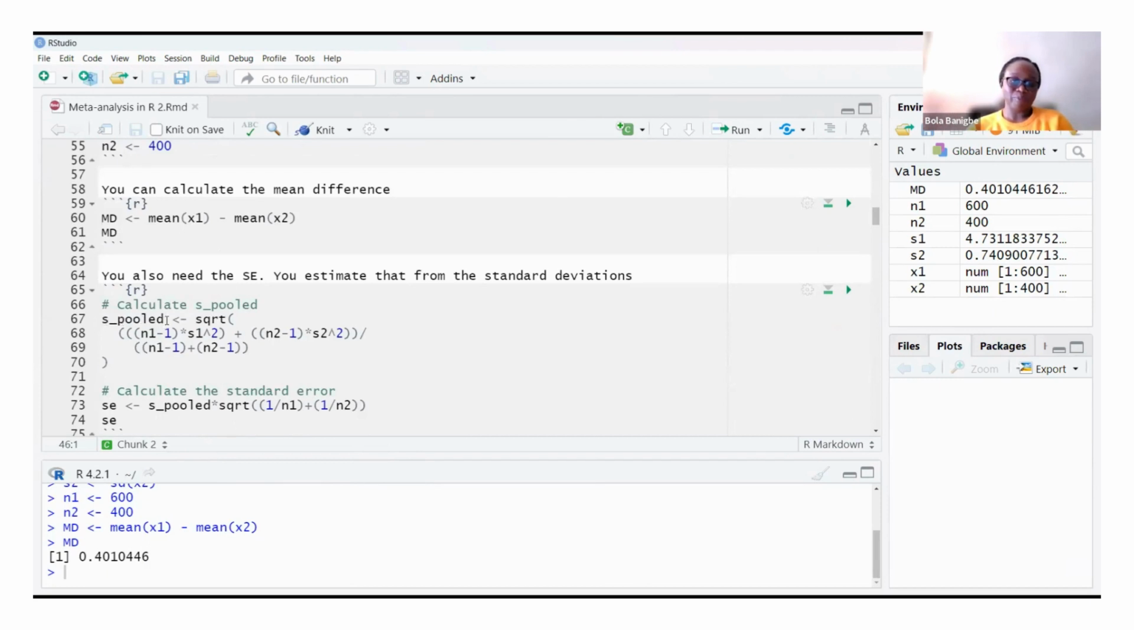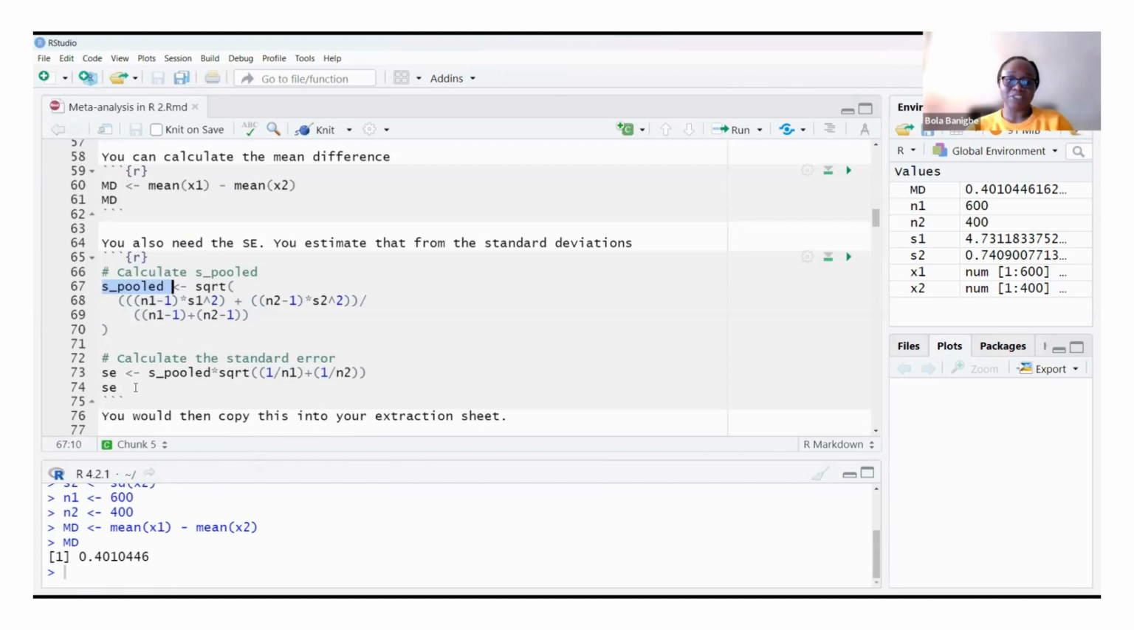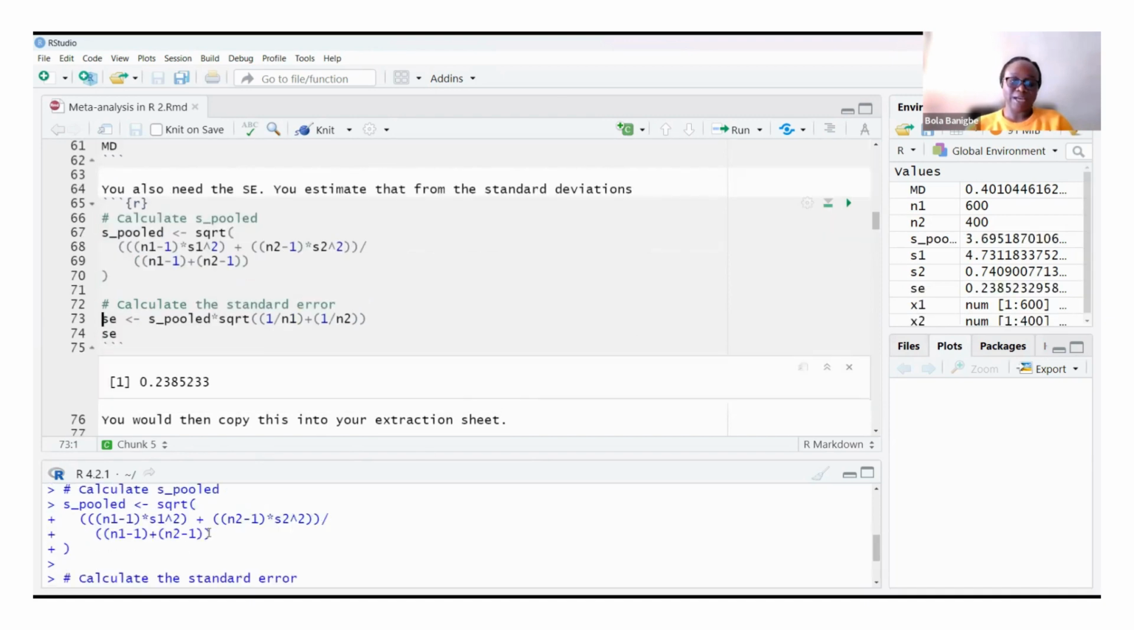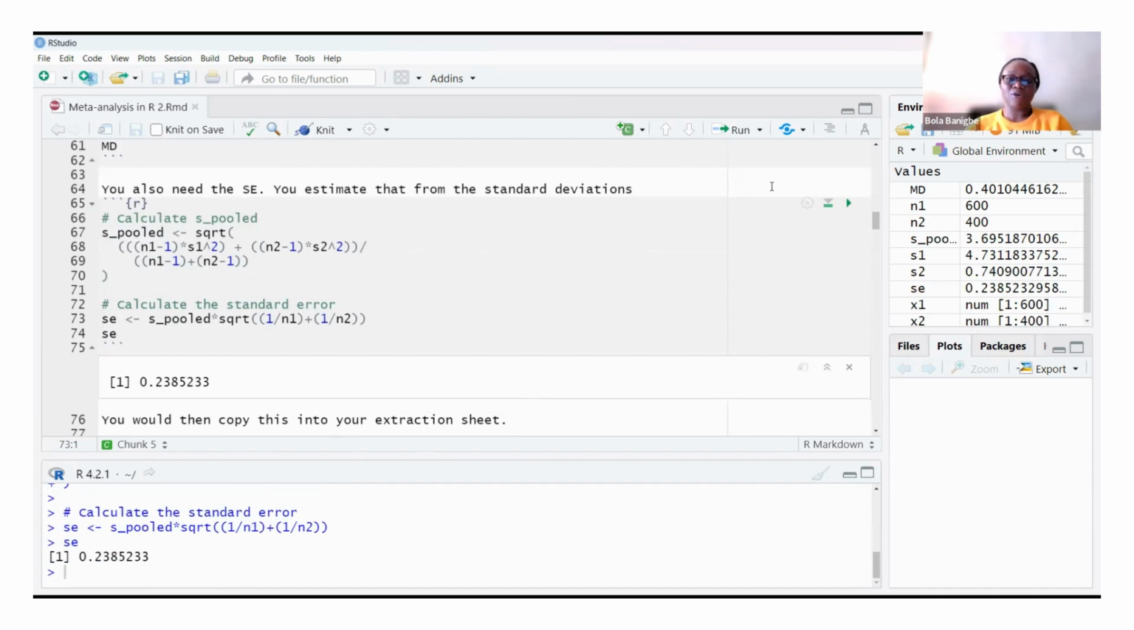So S pooled is the pooled standard deviation, the square root of the sample size N1 minus one divided by its variance plus... This is a standard formula for calculating the pooled standard deviation. And once we get the pooled standard deviation, then we can calculate the standard error of the effect of the mean difference. So here's a formula for the pooled standard deviation, and here's a formula for the standard error of the mean difference. And when you run it, this is what you get. So this is the standard error of the mean difference.